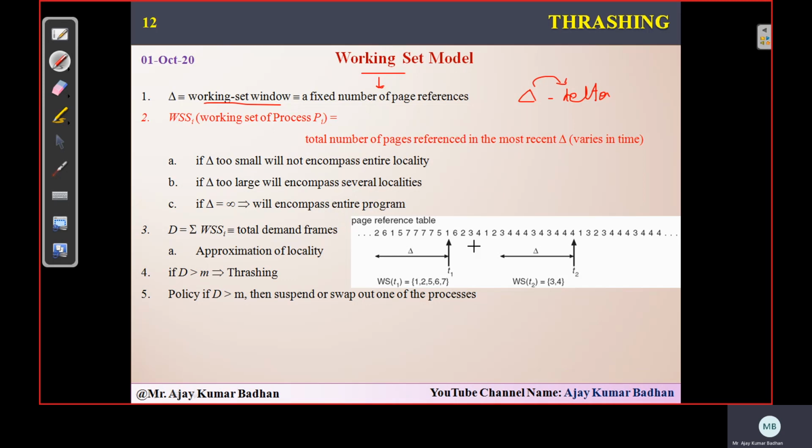What we are going to do here is take a set as a working set window, and that set will consist of the page numbers which have been referred. We represent that with WSSi, the working set for the process Pi. Every process is allocated frames, like P1 was initially allocated 4 frames. So the set I am calling the working set consists of 4 frames. The working set for the process is the total number of pages referred in the most recent references. So which page is referred more number of times?